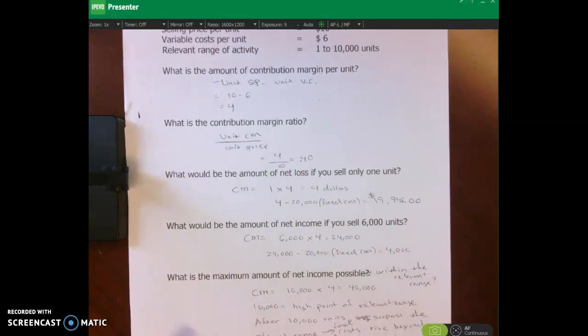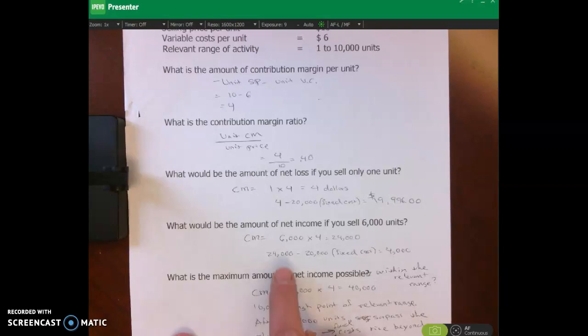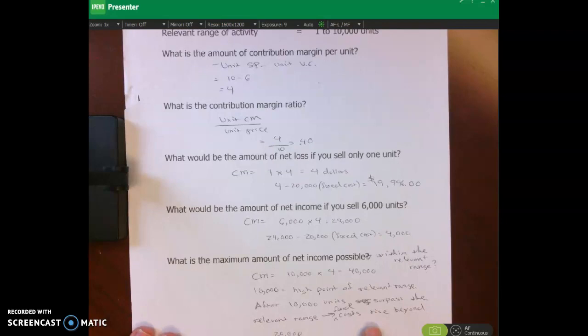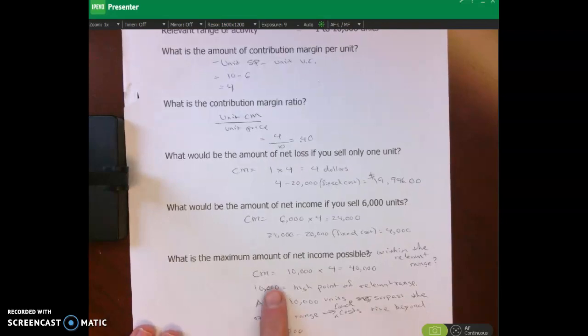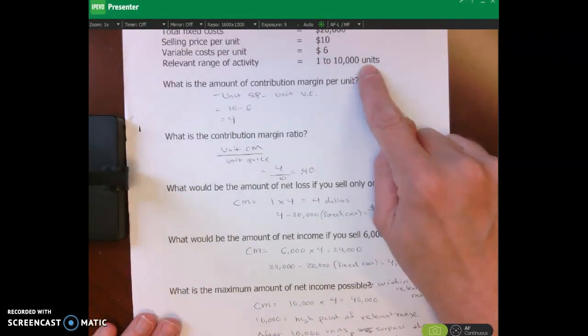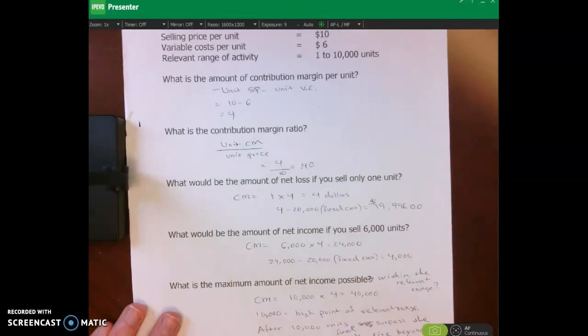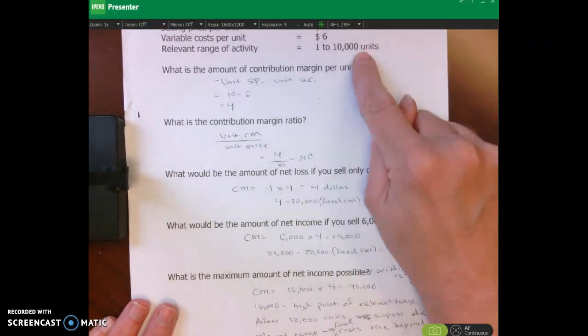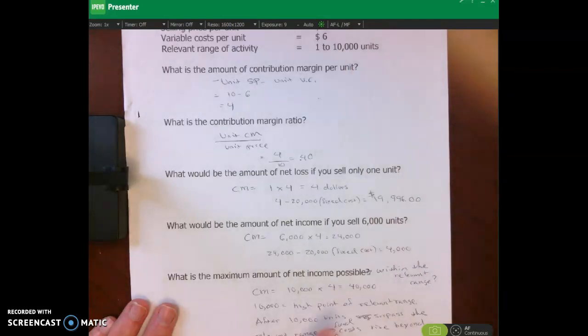Okay. What would be the amount of net income if you sell 6,000 units? 6,000 times my contribution margin gives me 24,000. The 24,000 minus my $20,000 of fixed costs gives me 4,000. And what is the maximum amount of net income possible within the relevant range? So I multiply, and I'm looking up here. This is within the relevant range. That's what this question is asking for. So we say the maximum amount of units, 10,000, times the 4 is 40,000, minus my fixed cost of 20,000 gives me $20,000.